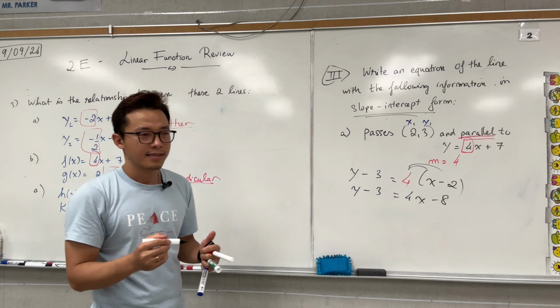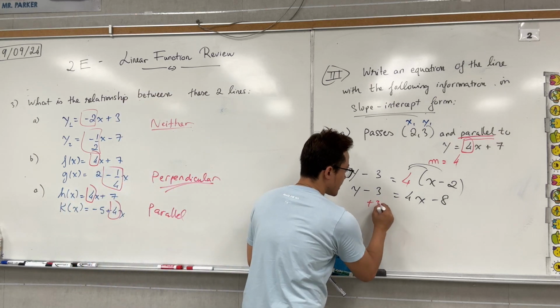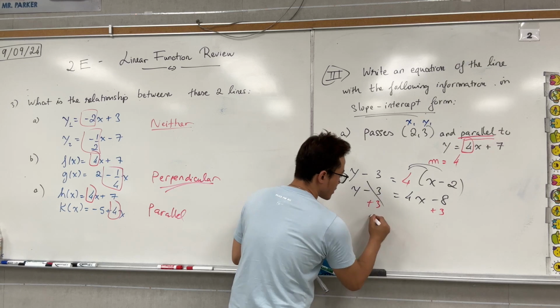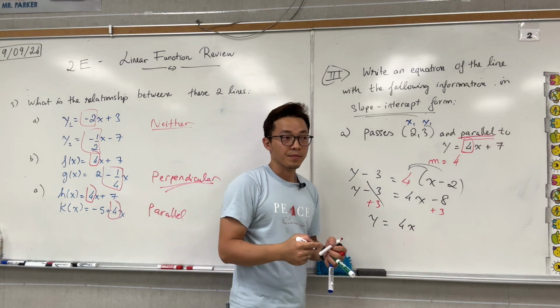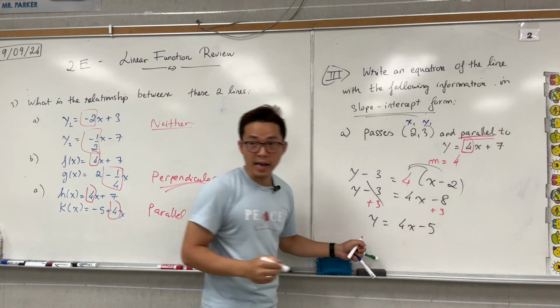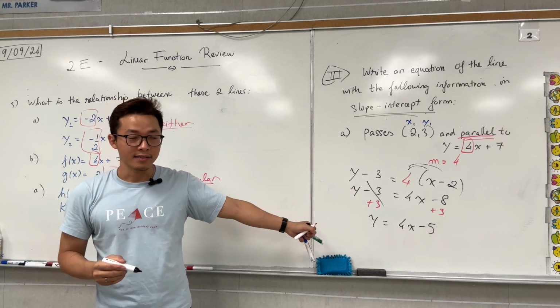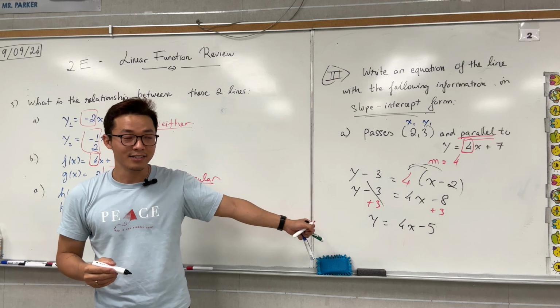Add 3. Awesome. Add 3, so this is gone. So y equals 4x. What is negative 8 plus 3? Negative 5. Is that your final answer? Yeah, Alan? Sure?